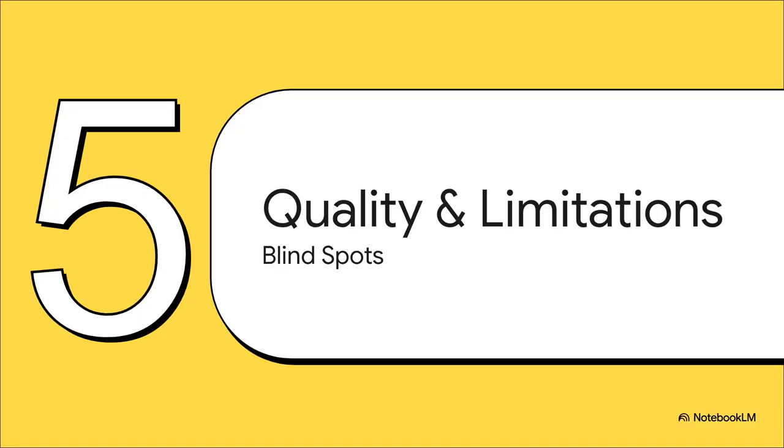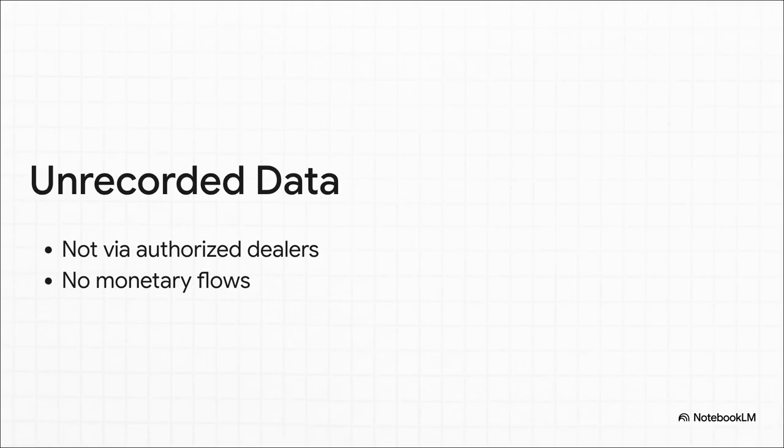Finally, Section 5, Quality and Data Limitations. To really master this stuff, you have to know where the data falls short. Not everything makes it into the RBI's records. Things get missed mainly in two ways. First, if a transaction completely bypasses an authorized foreign exchange dealer, the system just doesn't see it. Second, transfers that don't involve actual money moving, like direct foreign aid or government settlements abroad, those are entirely missed by standard foreign exchange records. That's why that supplemental government data is an absolute lifesaver.